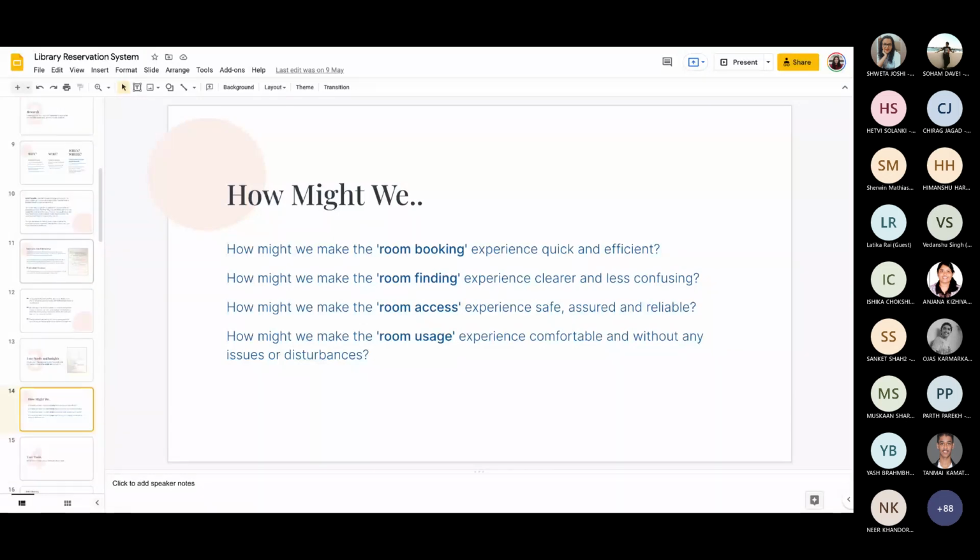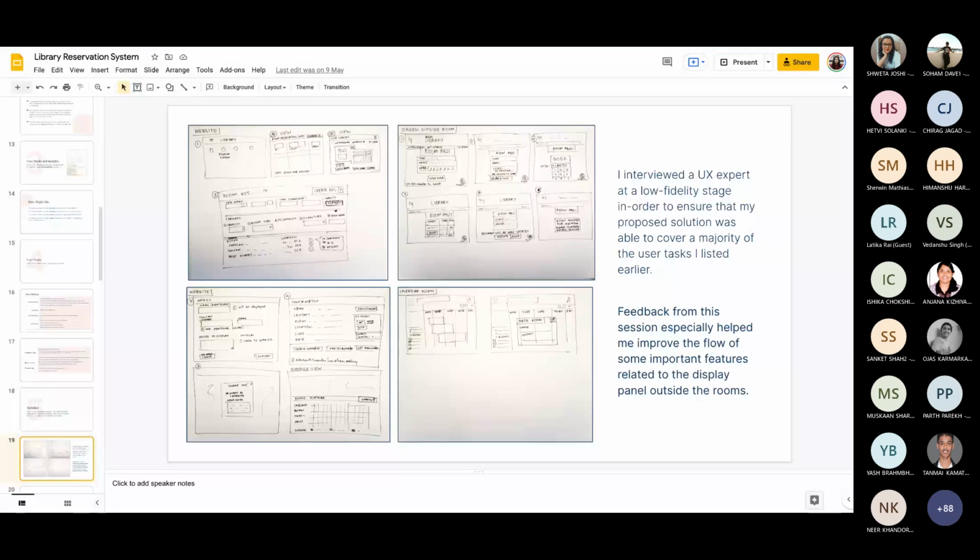So sketches. Now these are, like you can see, really rough and dirty sketches. But at this stage, I talked to a UX expert and took her opinion on whether this solution makes sense. Only when she said, yeah, I do think so, this is something you can improve, did I go on to the next stage and make wireframes.